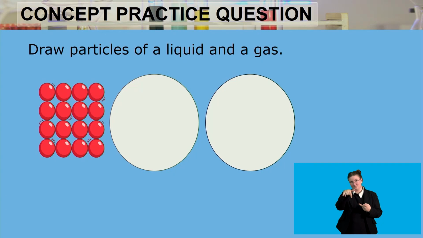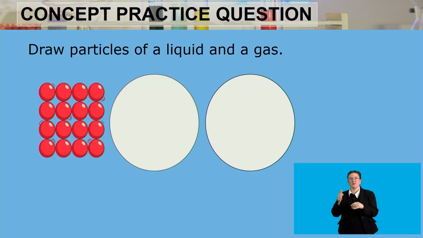So today we're going to be dealing with practice questions that are based on density, mass and volume. So then let's start. The first question given to us says, draw particles of a liquid and a gas. We are given particles of a solid. We're supposed to draw the particles of a liquid and also a gas, just to show the differences in terms of the particles and their spaces between them.